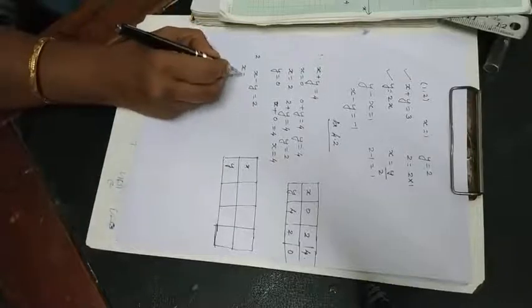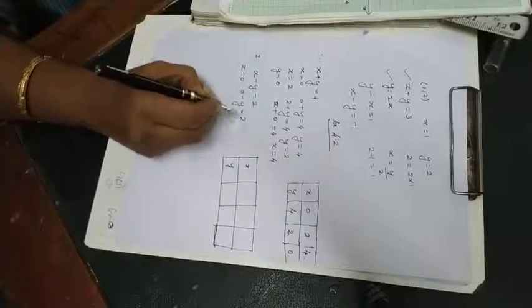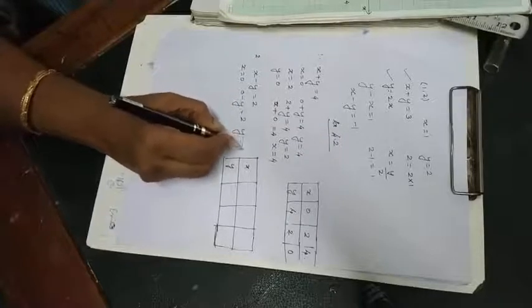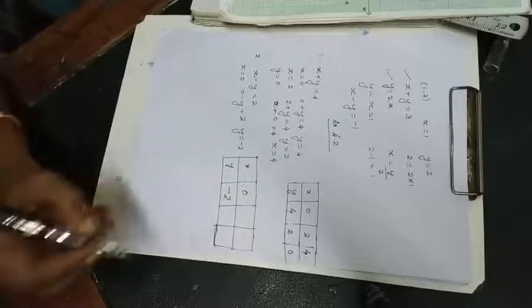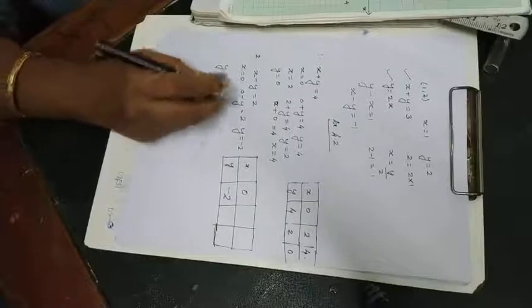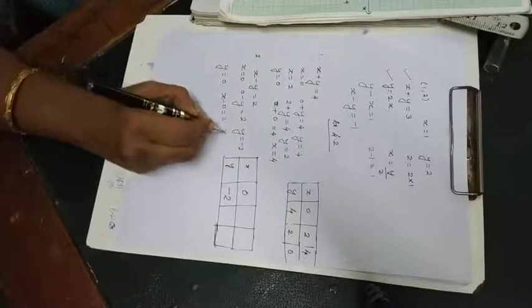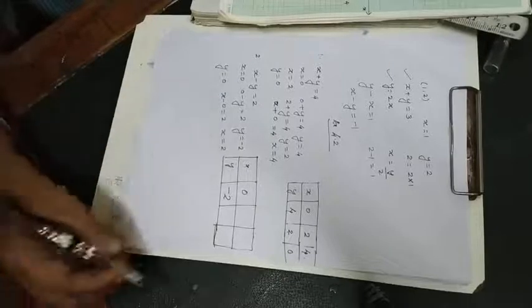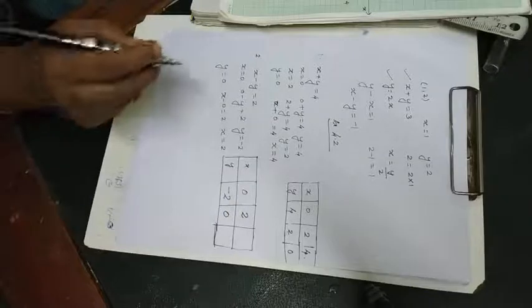When x is equal to 0, 0 minus y is equal to 2, or y is equal to negative 2. So x equal to 0 means y equal to negative 2. Then when y is equal to 0, x minus 0 is equal to 2, or x is equal to 2. So when y equal to 0, x is equal to 2.